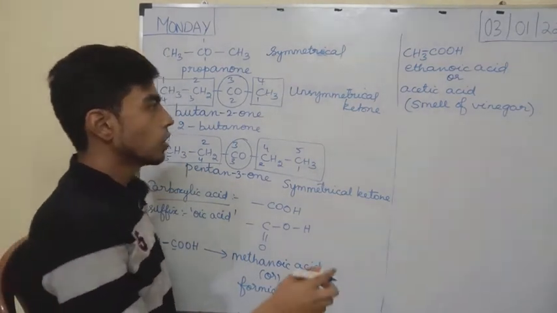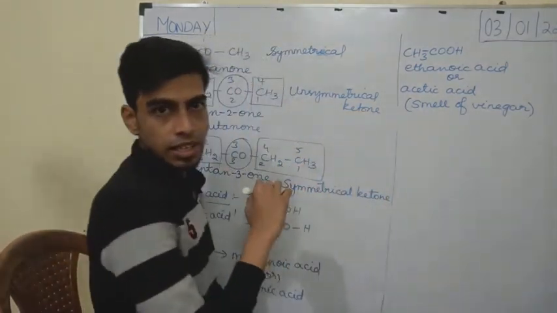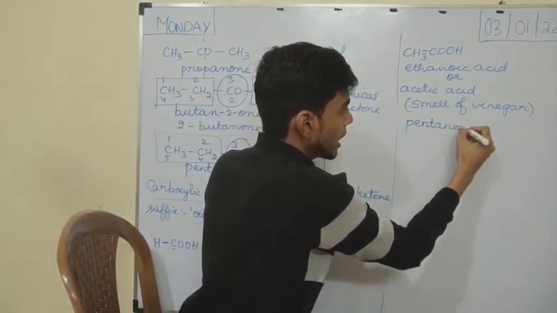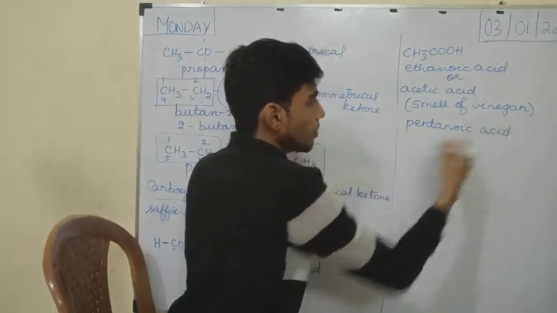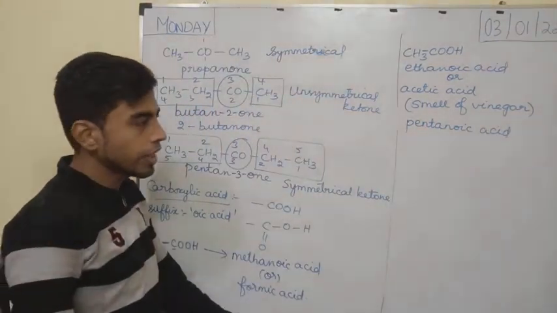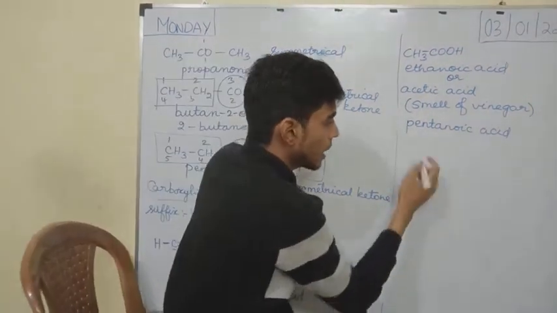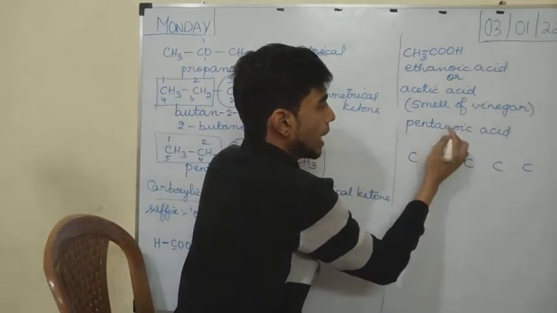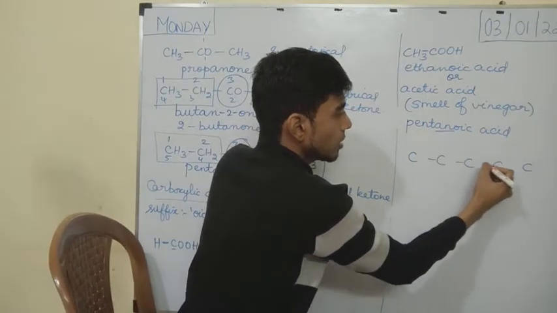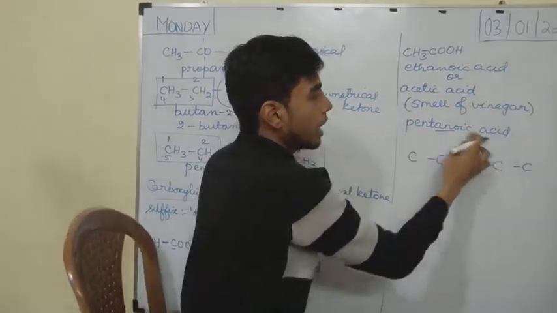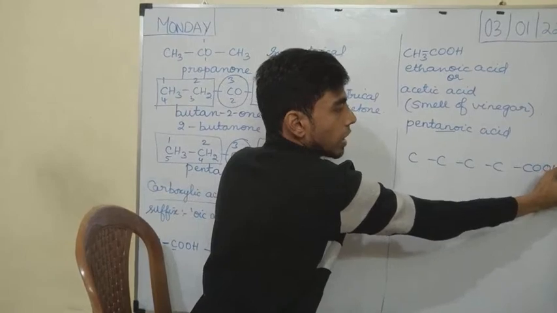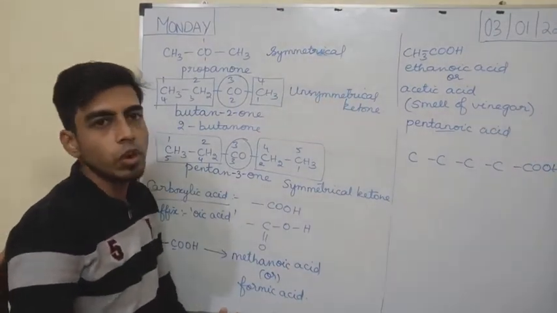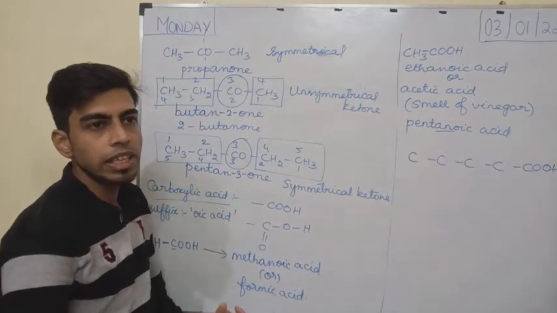Okay, so the most repeated question in carboxylic acid is you should draw the structure of pentanoic acid. What is the structure for pentanoic acid? Pent means how many carbons will come? 5. 1, 2, 3, 4, 5. Ane means everything single bond. Oic acid means one carbon will change into COOH. So for the remaining 4 carbons, you have to fill the hydrogens.